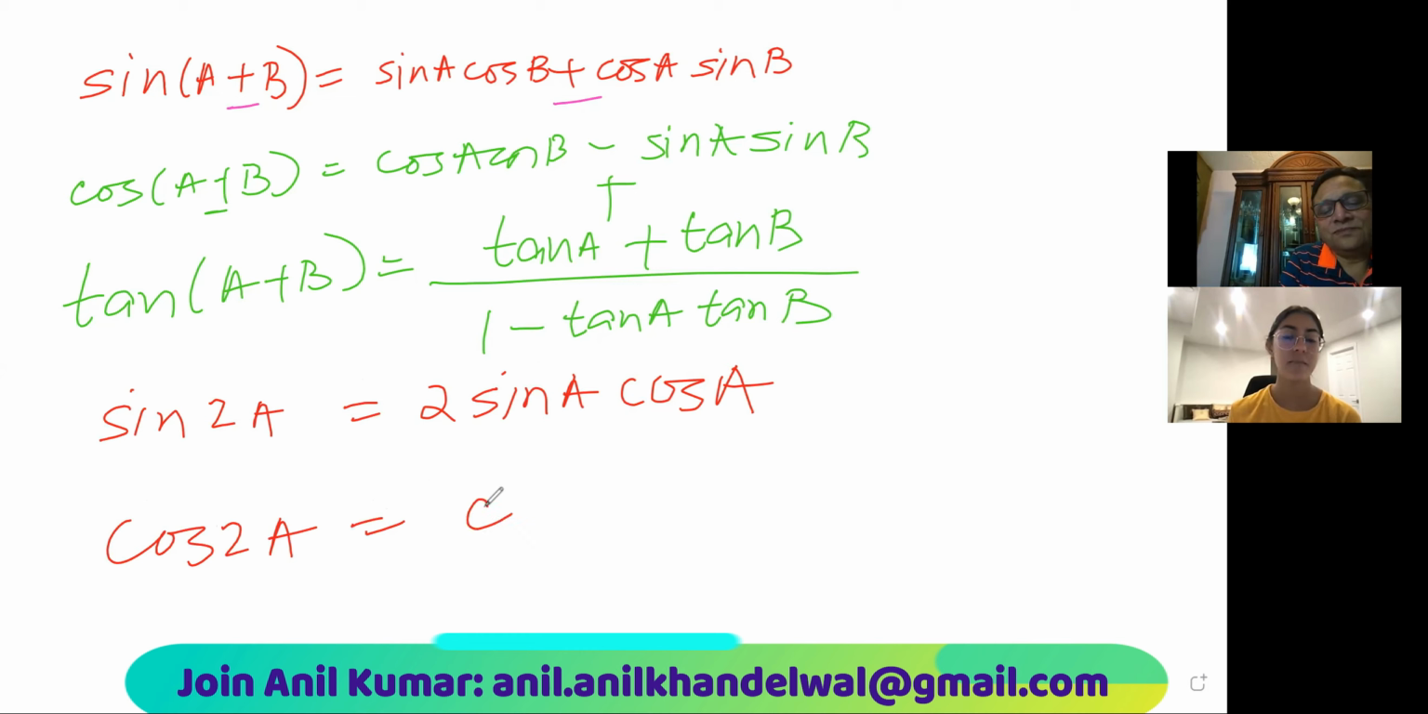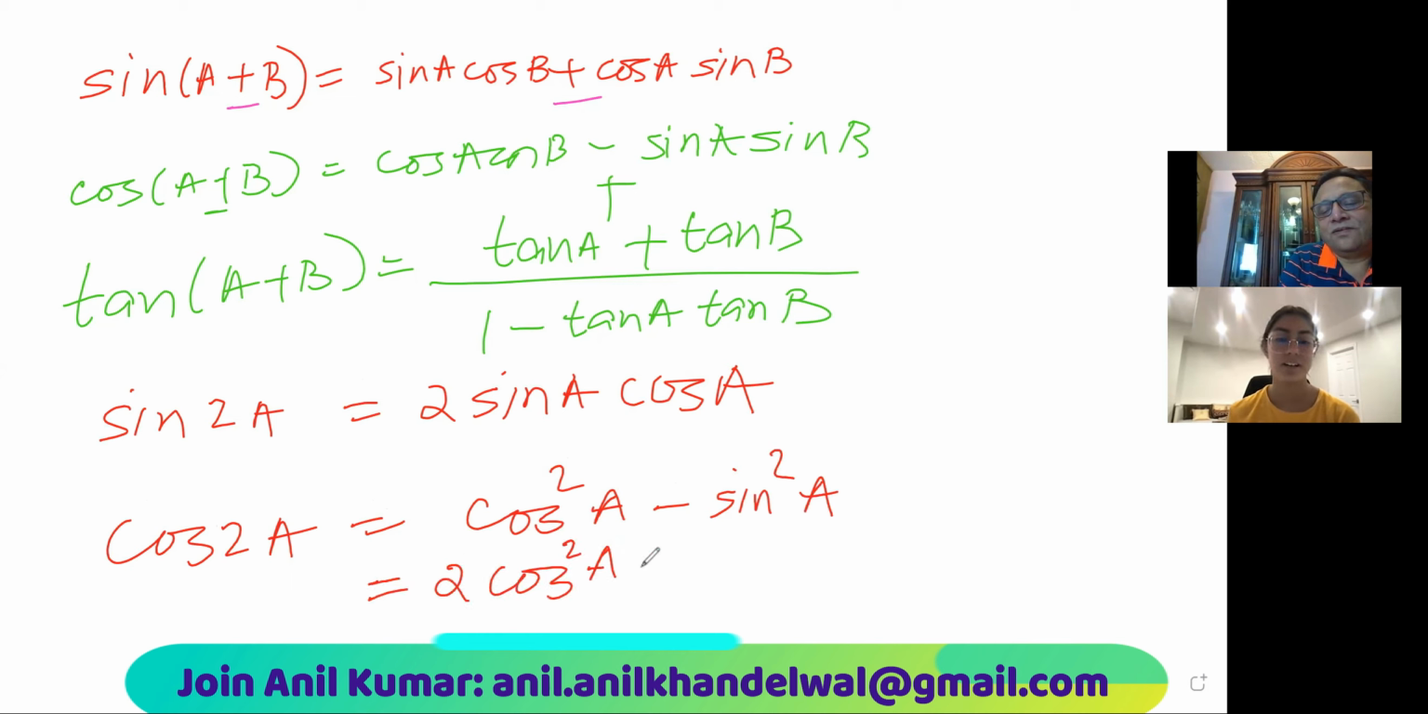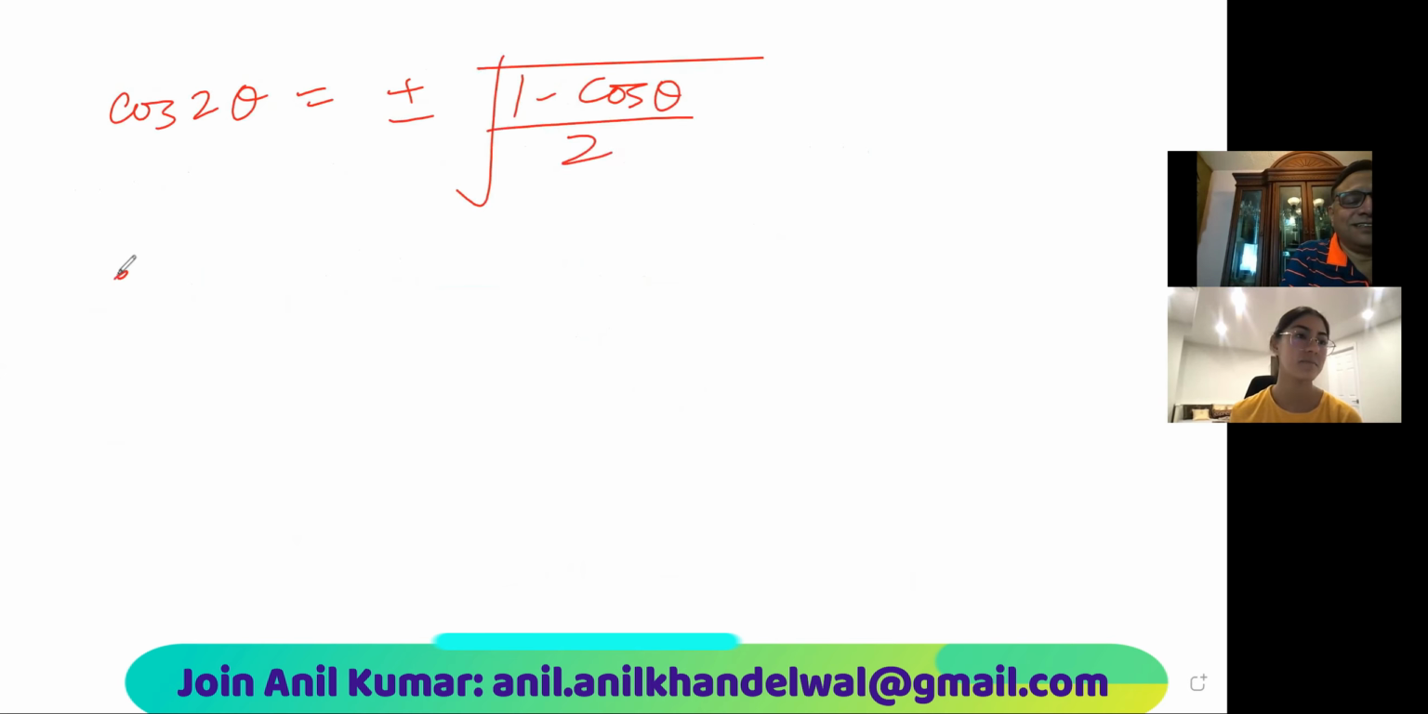It's cos squared A minus sine squared A. Those are your three forms. Correct. Let's go to the half angle formulas. I forget some of those. Doesn't matter. I know sine of theta over 2 is plus or minus the square root of 1 minus cos theta over 2.